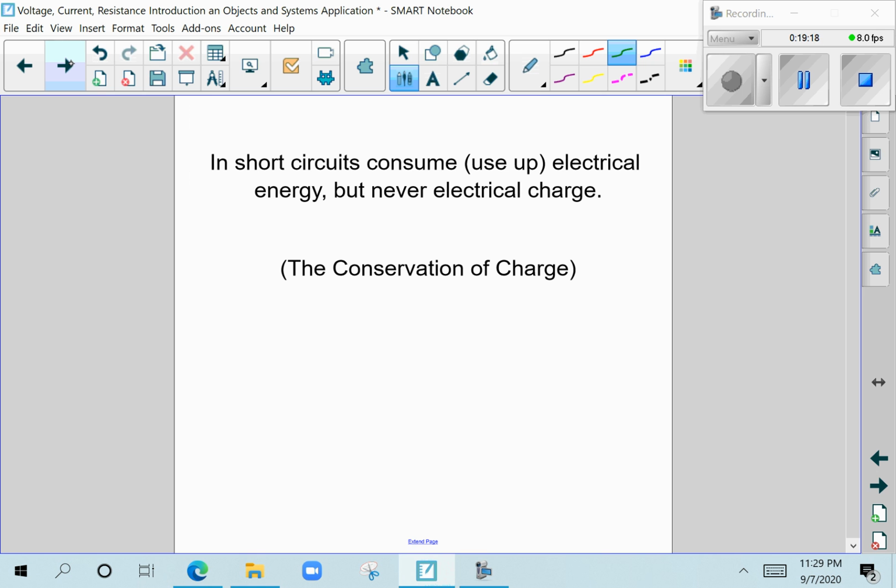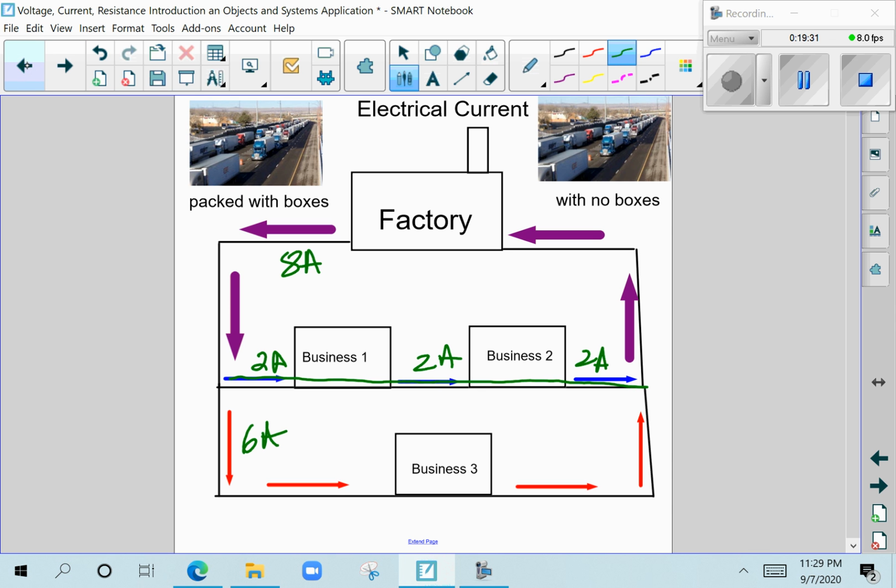So in short, circuits consume or use up electrical energy, which would be the boxes in the trucks, never the electrical charges, never using up the trucks. In chemistry, you learned something called conservation of charge. That's exactly what this is. No one item ever uses up charges. They only use up the energy that the charges carry and deliver to them.